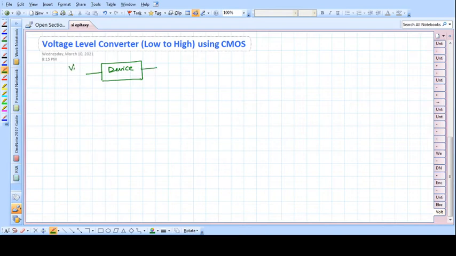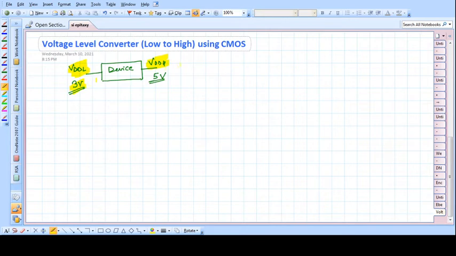For example, I am giving you the simplest thing. If we are giving a VDD low, we will get the high value. Suppose we are giving 3 volts here and we need 5 volts, so we have to make some circuit, some black box, that will give us 5 volts for the 3 volts. This can be achieved by using some MOSFET based circuitry.